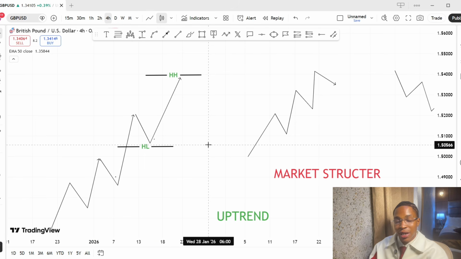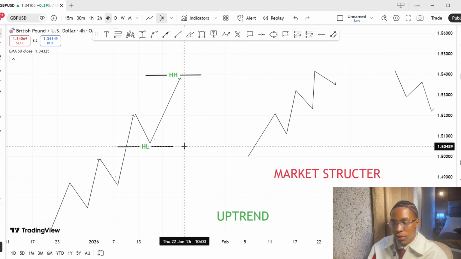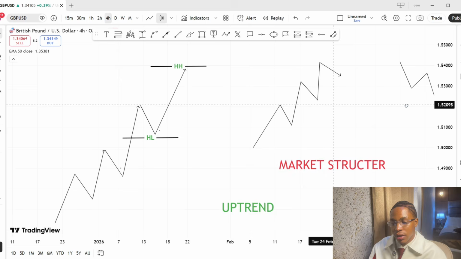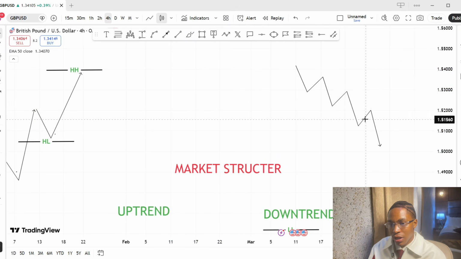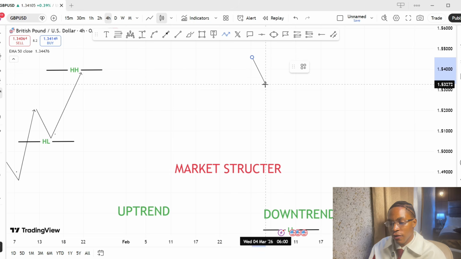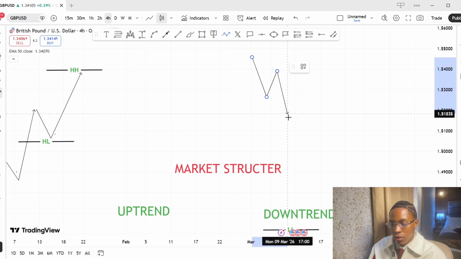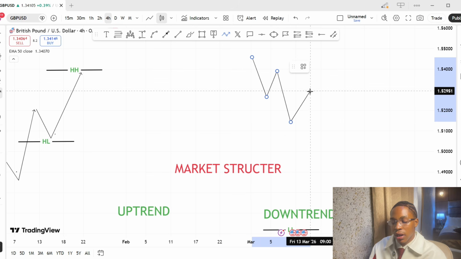Now that you guys basically understand it on the higher time frames, let me show you guys the downtrend. The downtrend is actually a little bit similar to what I just showed you. So it has the same thing. As you can see, on the downtrend, we have lower lows and lower highs. This is a lower high, this is a lower low, this is a lower high, and this is a lower low.